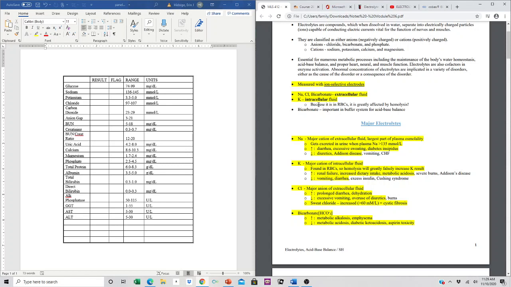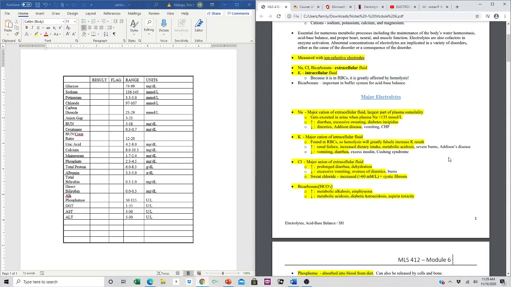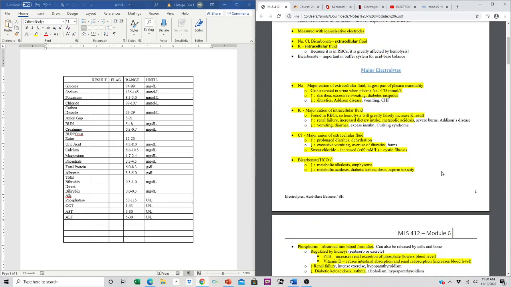So potassium, and this is not highlighted, but it should be, because it's in the RBCs, it is greatly affected by hemolysis. So if you have gotten to do any rotations in the chemistry department, you have probably had to reject a specimen because it was hemolyzed and the potassium was going to be invalid on it.